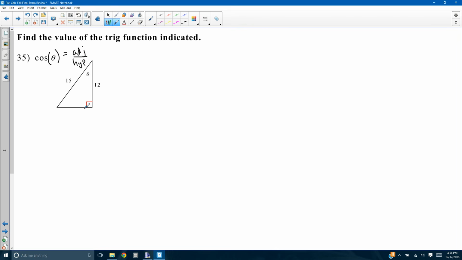Now, we don't have the length of this side right here. You could determine it through the Pythagorean theorem. In fact, this would be 9, but I don't need that one right here. Here's my angle. Adjacent to this angle is the 12. The hypotenuse of this right triangle is 15. So it's 12 over 15. That does reduce to 4/5.